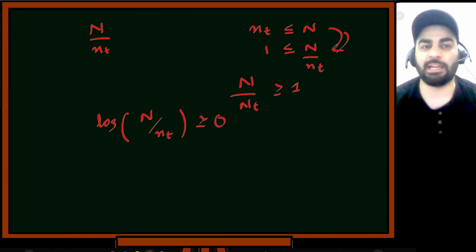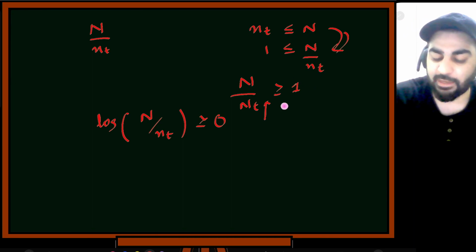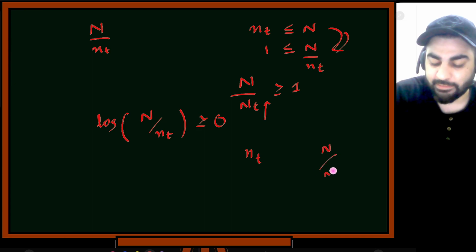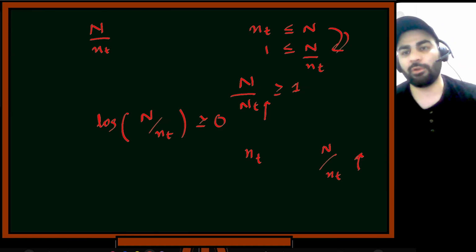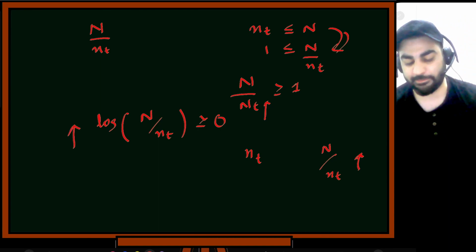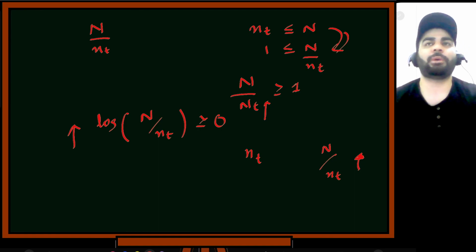Now I'll see the relation. If I increase nt, obviously n by nt will get decreased. If you apply log on that value, you will see the log also decreases. So what I'm telling you basically is this.